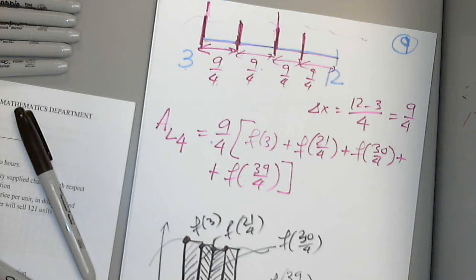Then the next one is 21/4. Enter. The next one is 34th. And the next one is 39/4. Now careful. Oops. 4. Okay. So 3, 5.25, 7.5, and 9.75.